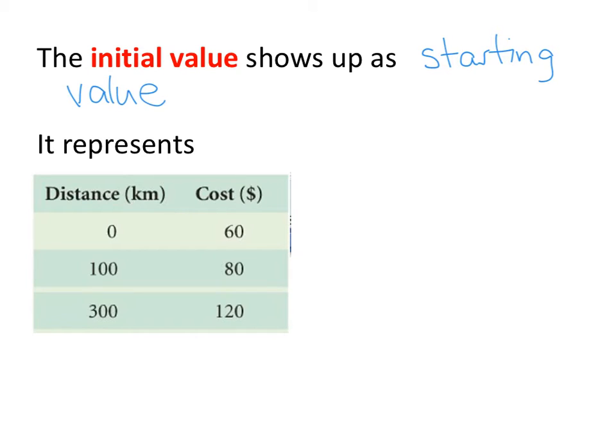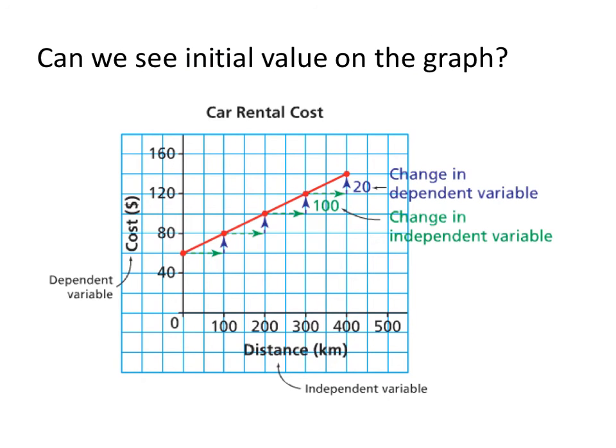Another way to think about this initial value is that it's the value of y when x is equal to 0. It's easy to see the initial value on the graph because the initial value is where that line or linear relation crosses the y-axis. So here is our initial value of 60.